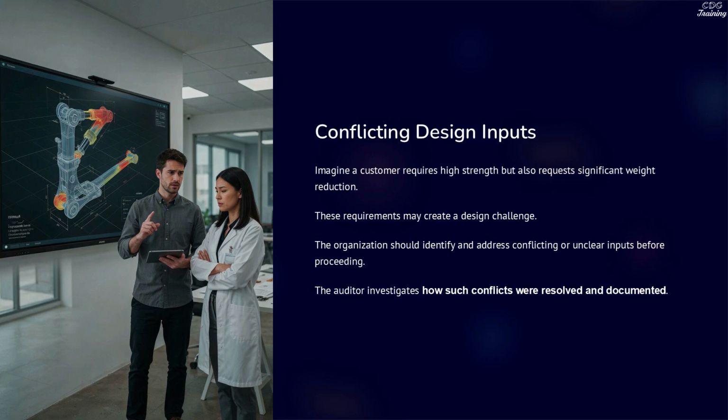Imagine a scenario where a customer requires high strength but also significant weight reduction. This can create a design challenge. Organizations must identify and address conflicting or unclear inputs before proceeding. The auditor investigates how such conflicts were resolved and documented.